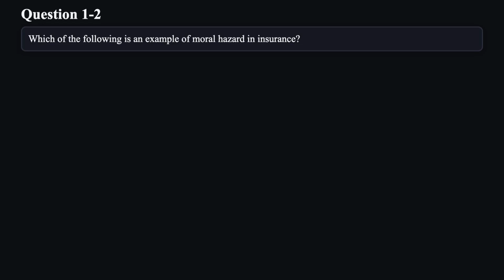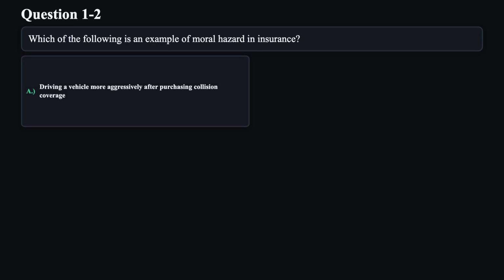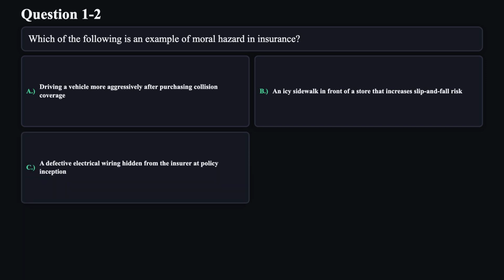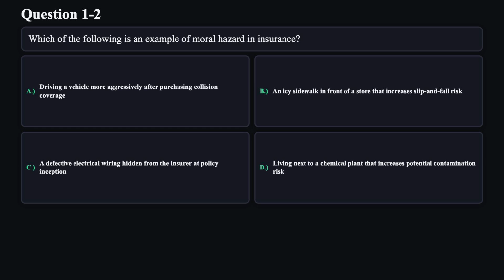Question 2. Which of the following is an example of moral hazard in insurance? A. Driving a vehicle more aggressively after purchasing collision coverage. B. An icy sidewalk in front of a store that increases slip and fall risk. C. A defective electrical wiring hidden from the insurer at policy inception. D. Living next to a chemical plant that increases potential contamination risk.